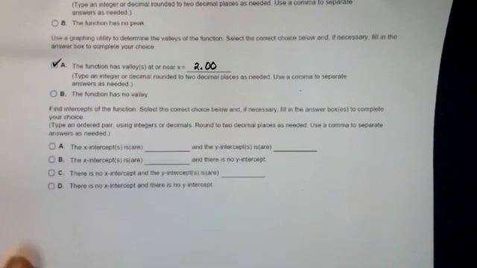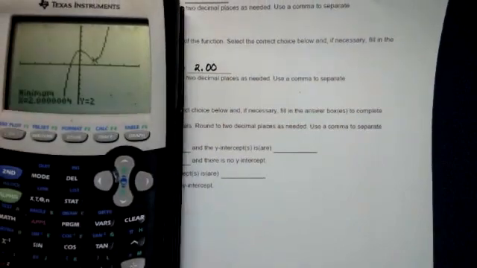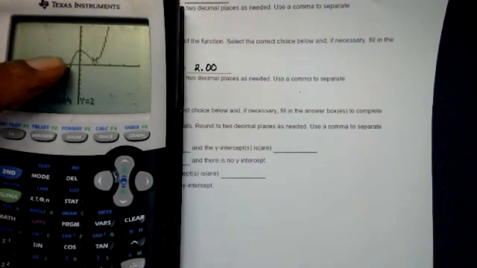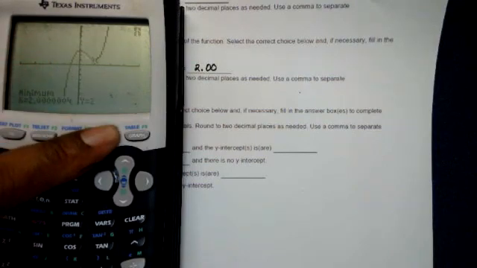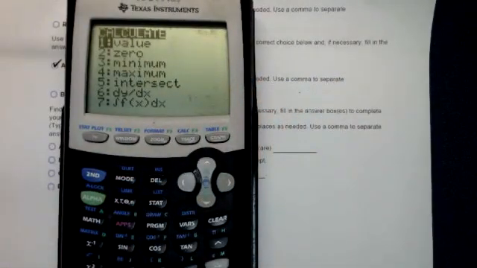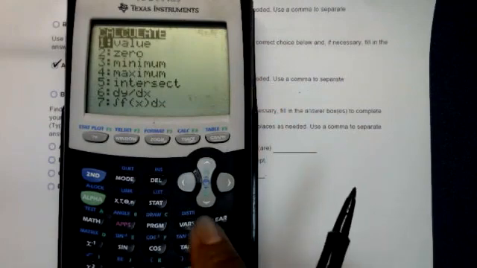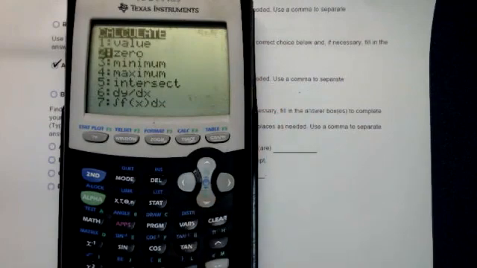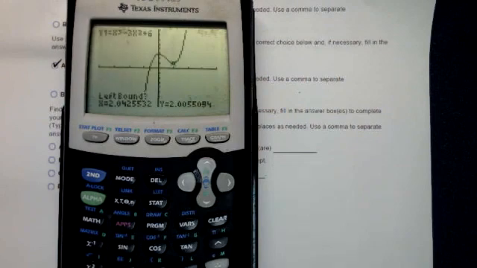And then next, we're going to find the intercepts of the function. Okay, to find the intercepts, we're going to find what point this graph crosses the x-axis. So to do that, we're going to do second trace. Anytime you're finding the intercepts, you're actually finding the 0 of a function. So I'm going to use my down arrow key and select 0. That's the menu item. I'm finding out where this graph crosses the x-axis.